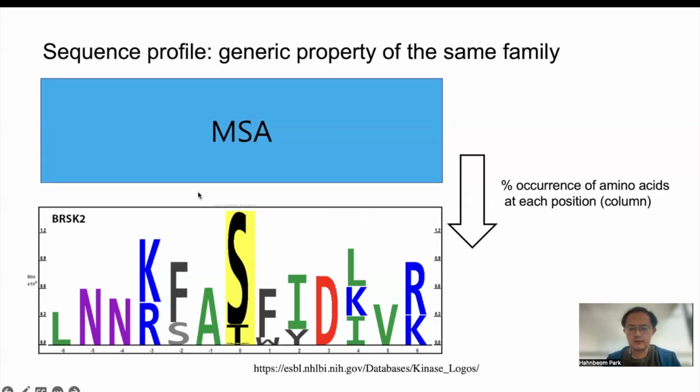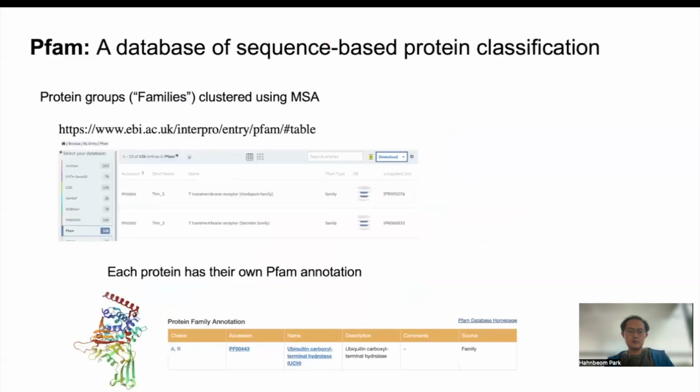And this sequence profile becomes the beginning point of protein classification. By using this sequence profile, you can cluster proteins into different hierarchies. PFAM is the most well-known database of sequence-based protein classification, and proteins that are sequentially similar are grouped as families, and then their further relationship is grouped by similarity in their sequence profiles.